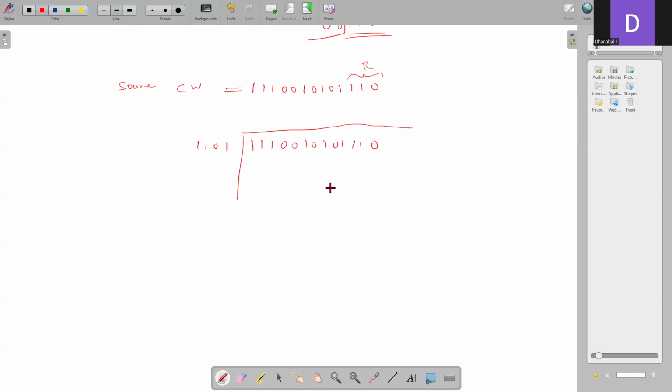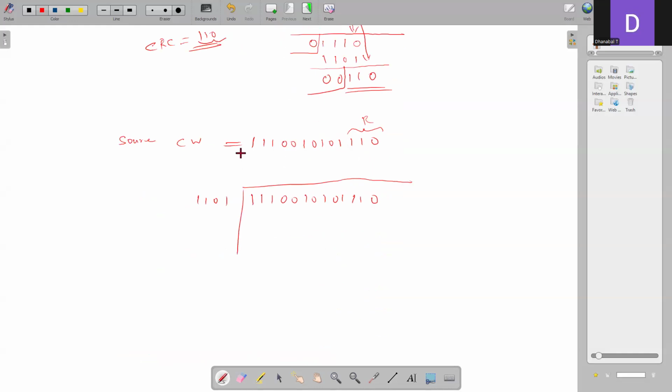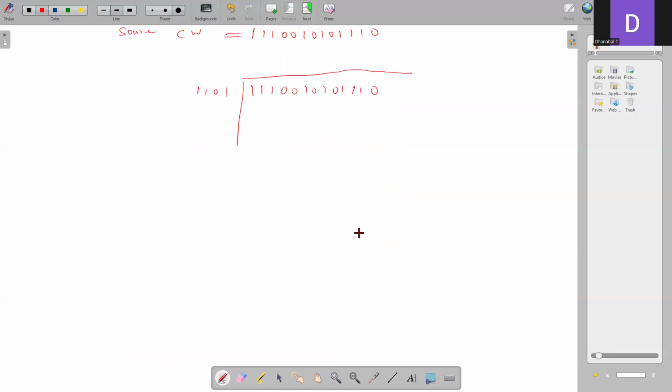So when we try to divide, if we get the remainder 0, then there is no error, obviously, because we calculated the remainder, and that remainder is added here. If there was no modification in the bits during the transmission, then the remainder must be 0. So this is what we will be getting. So let's try to evaluate this.